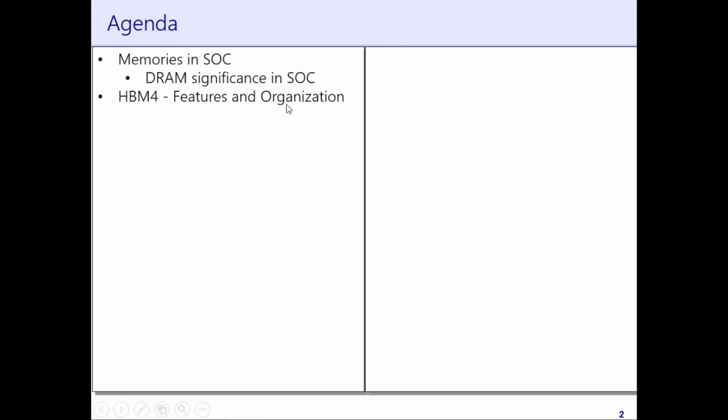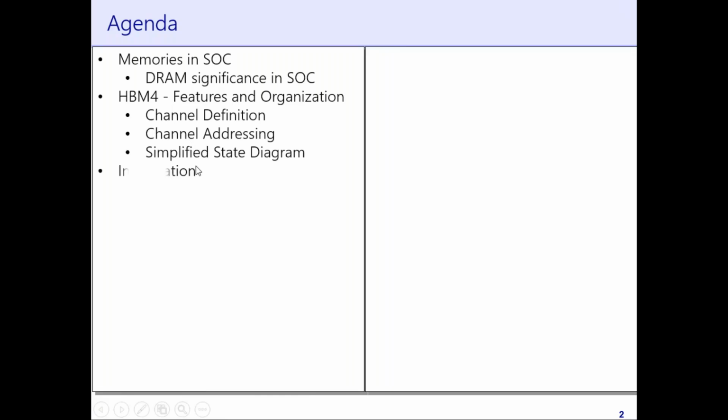So we'll understand how that memory is organized. Because it is placed onto the SoC, it has to be a three-dimensional memory where dice are stacked vertically on top of each other. So we'll understand all those aspects of the memory organization. We'll also understand the concept of channel, pseudo channel, and how the channel addressing is done. And we'll also discuss the state diagram for the HBM4 memory.